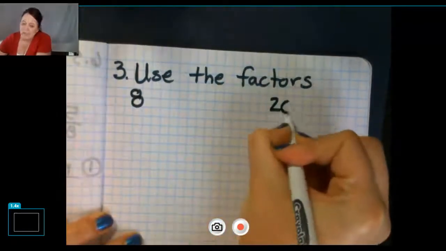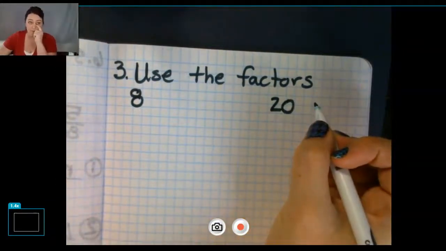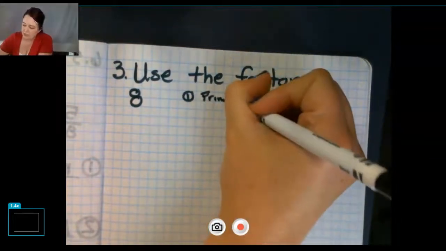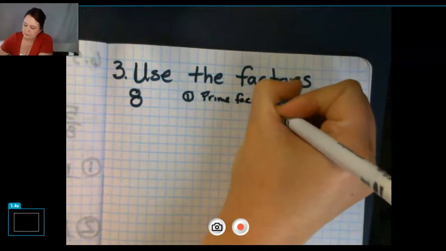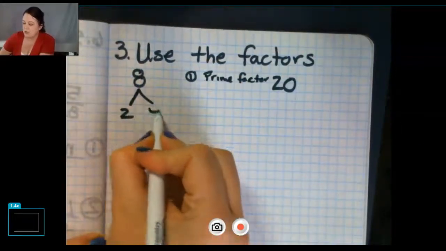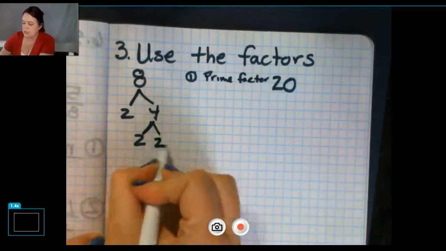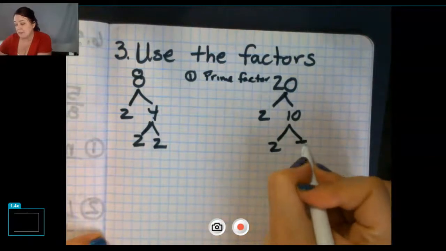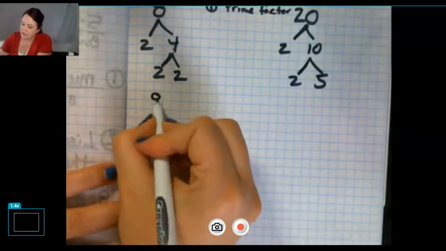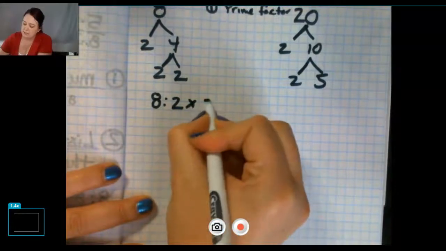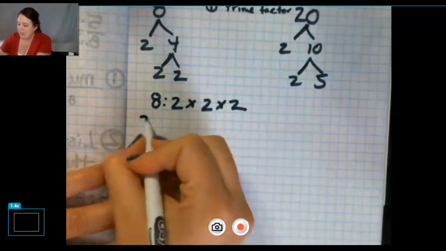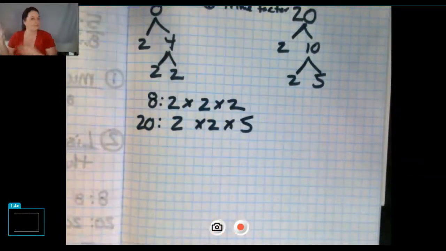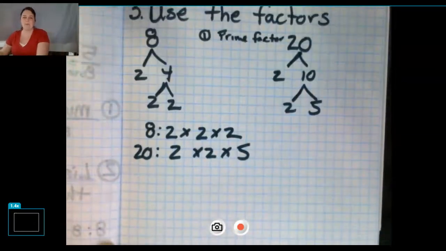8, 20. My first step is to get the prime factors. So step 1, prime factor. 8 is 2 times 4. 4 is 2 times 2. 20 is 2 times 10. 10 is 2 times 5. Great. So the prime factors of 8 are 2 times 2 times 2. The prime factors of 20 are 2 times 2 times 5. Okay, so step 1, prime factors.